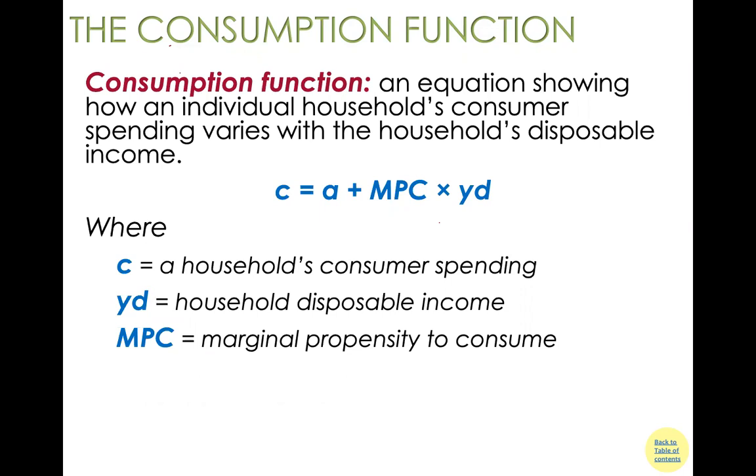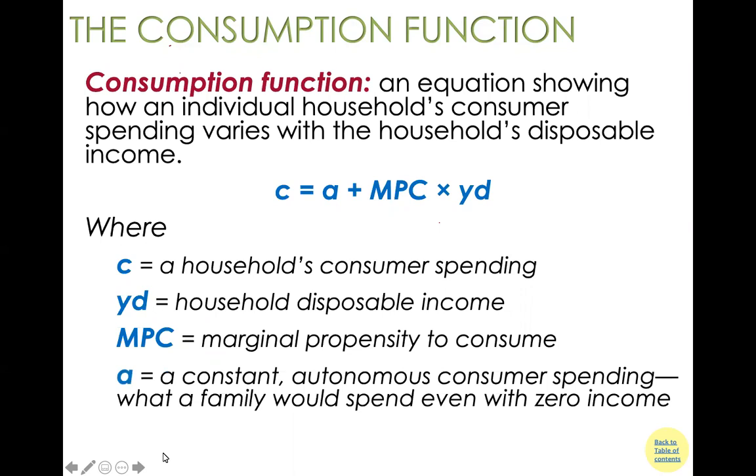And finally, we have A. This is a constant. This is autonomous consumer spending. It explains what a family would spend even with 0 income, like I just explained. This refers to the consumption to make sure you can survive. And you may ask yourself, will this A vary with country or not? Will this A vary with time or not? This is a question you may think about.